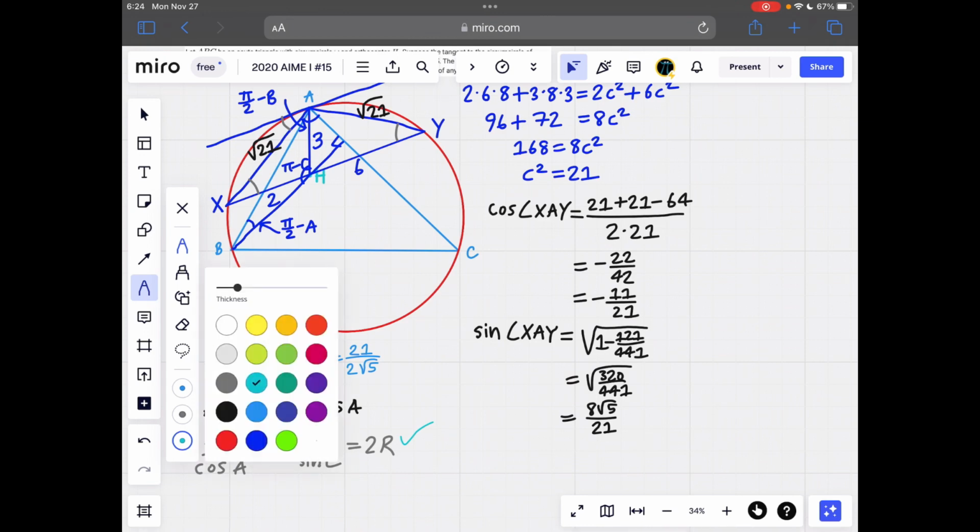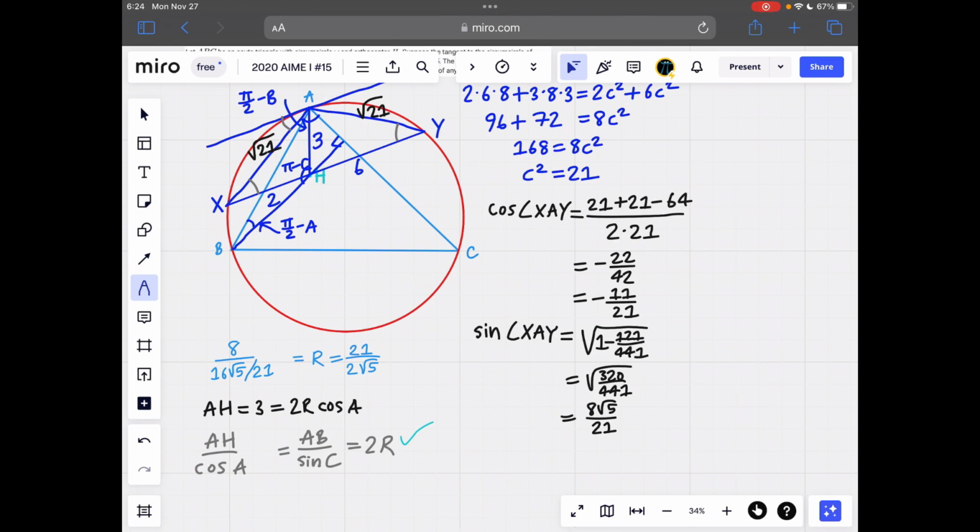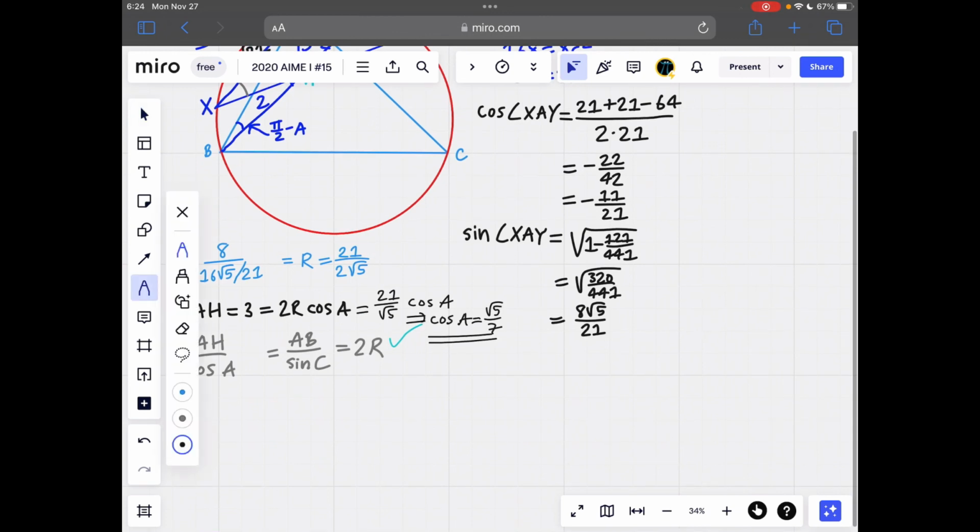Because we know R is equal to 21 over 2 root 5, 2R cosine A, which is 3, that's just going to equal 21 over root 5 times cosine A. So if 21 over root 5 times cosine A is equal to 3, we get that cosine A is just root 5 over 7. That's very important. But to find BC, we need sine A, not cosine A. But we can get that from cosine A.